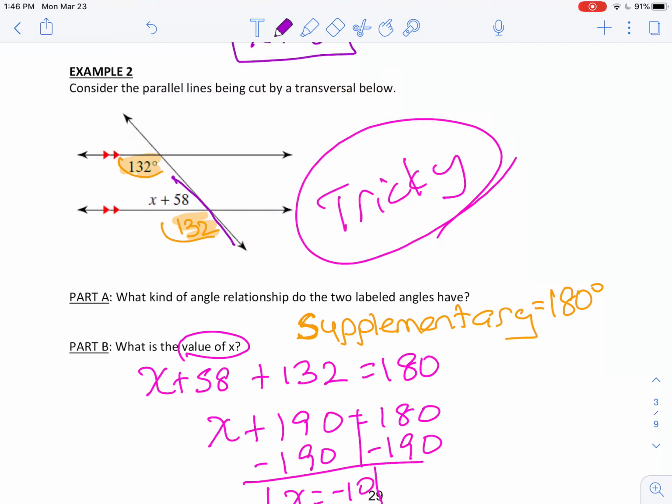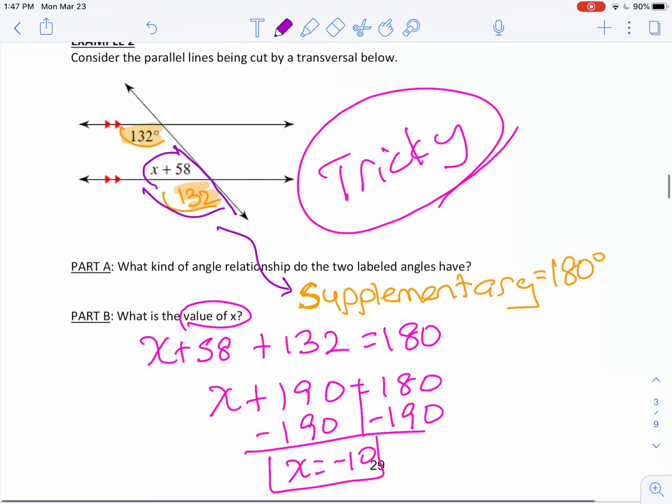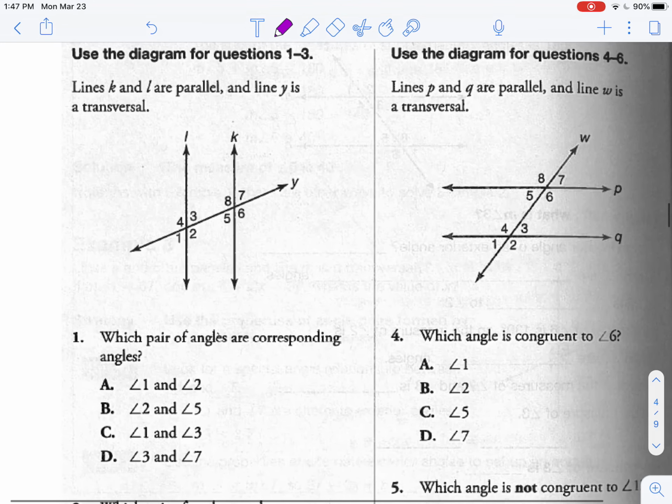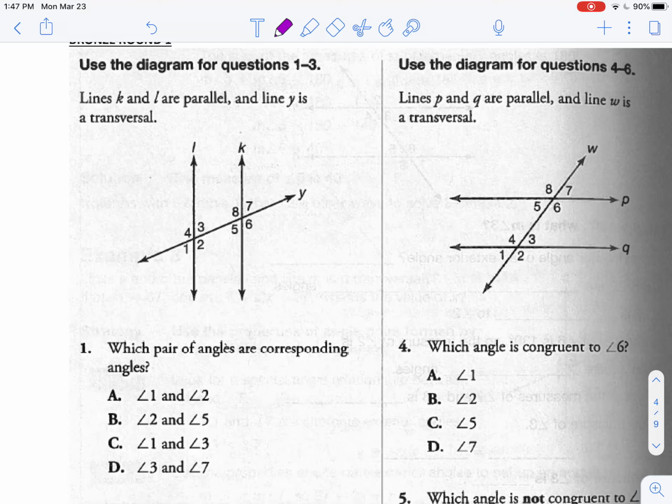And then what we did was we looked and we said, okay, that's great. Now we looked here, this is a straight angle. So these two angles right here are supplementary and they equal 180 degrees. So that's that.